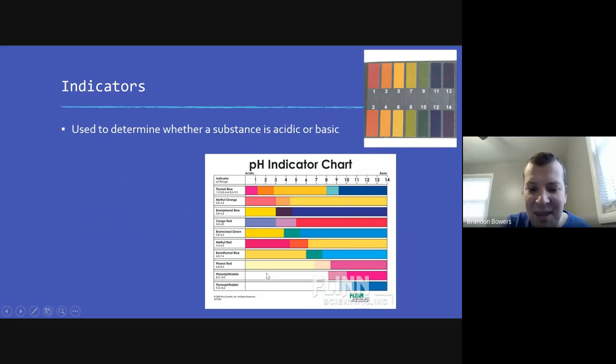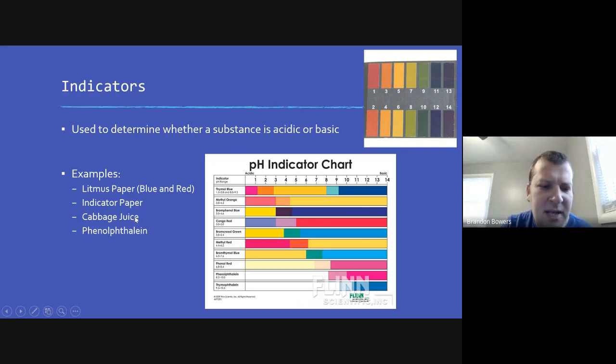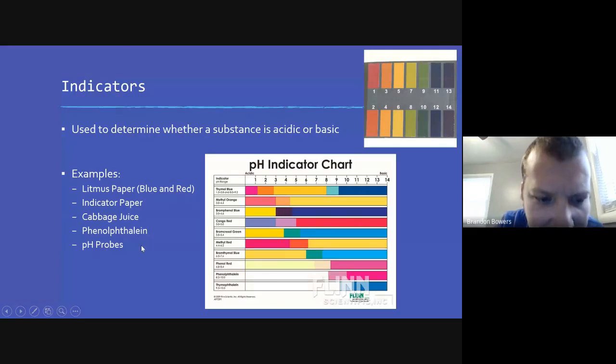We'll be doing a lab that has phenolphthalein. I think that's the only one. Phenol red, maybe we'll get to. Litmus paper, indicator paper, cabbage juice, phenolphthalein, pH probes. Today, we are going to be using a pH probe. These are just examples of different types of indicators.